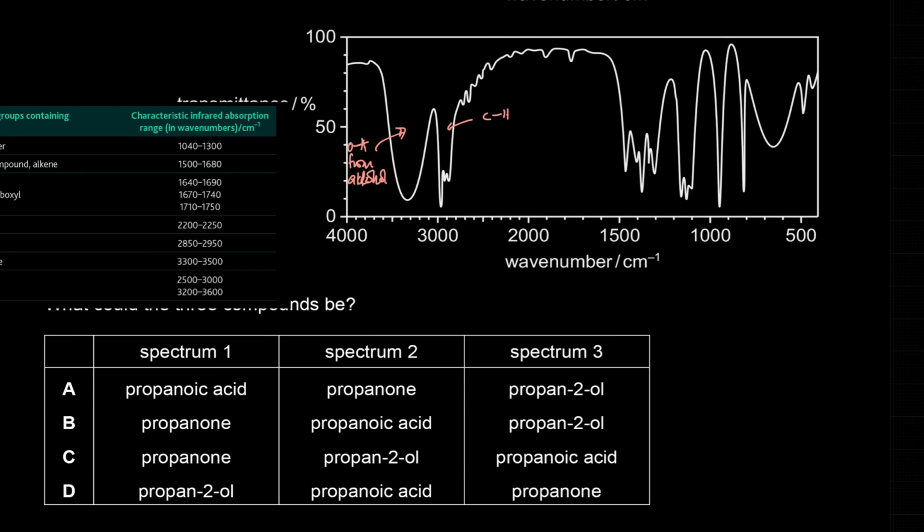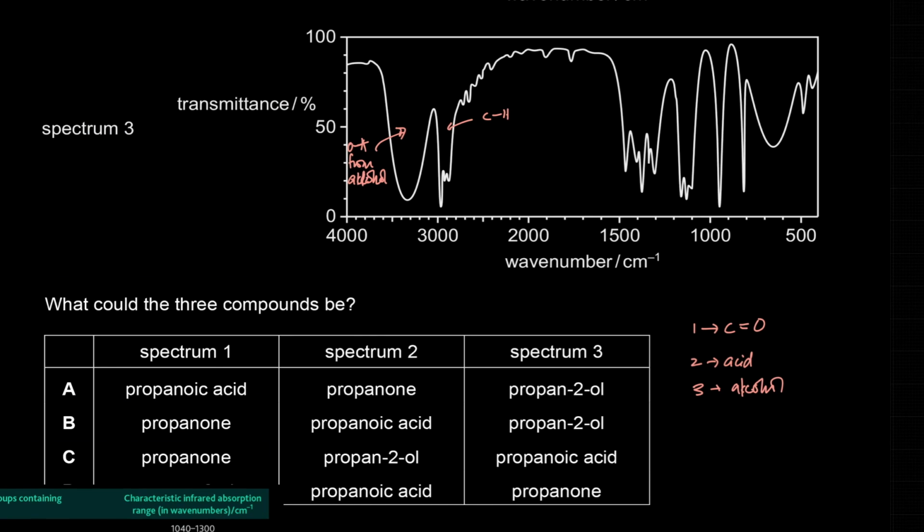Spectrum 1 had a C=O, spectrum 2 was a carboxylic acid, and spectrum 3 was an alcohol. So what's our answer over here? The answer is B. Propanone, that's spectrum 1, which had a C=O and obviously a CH peak. Spectrum 2 was a carboxylic acid, that's propanoic acid, and spectrum 3 was an alcohol. It had that OH peak but no C=O. So the answer here is B.